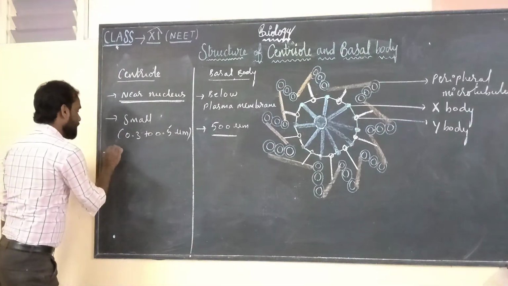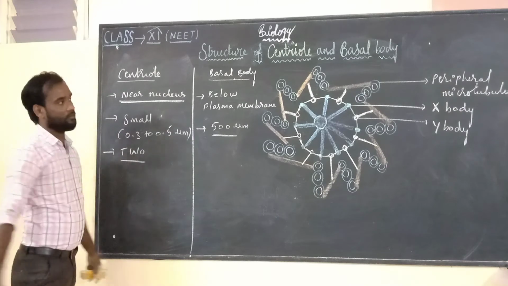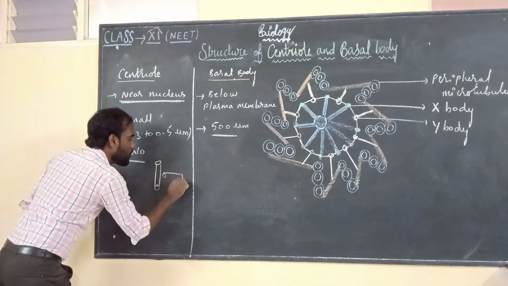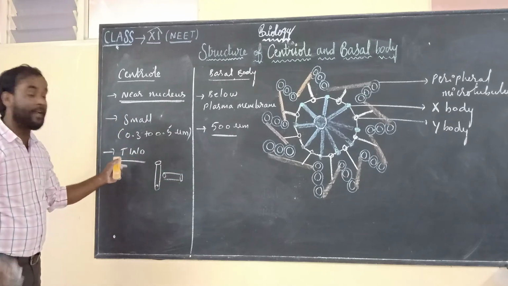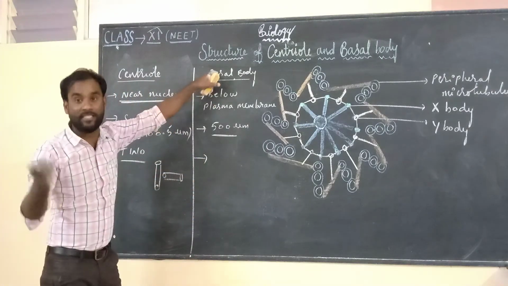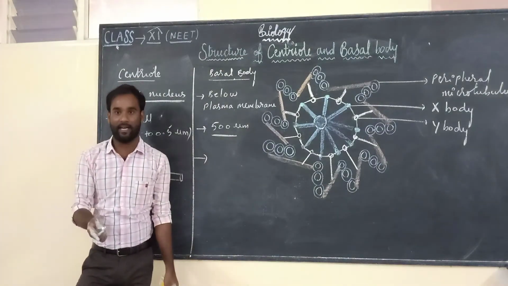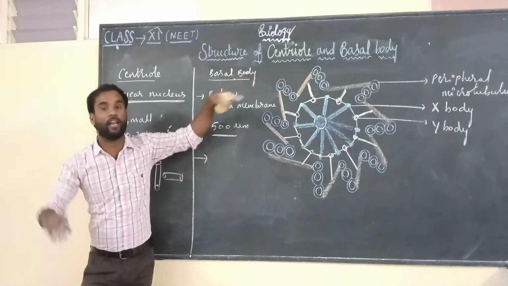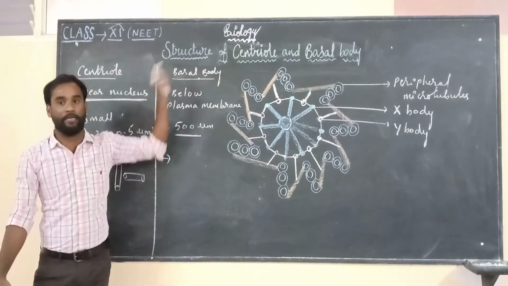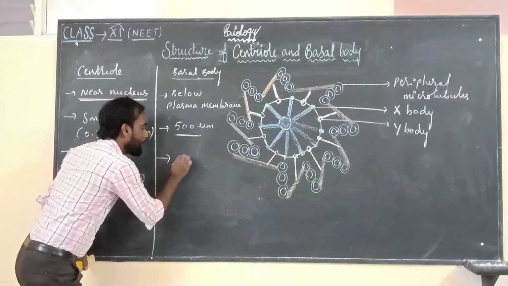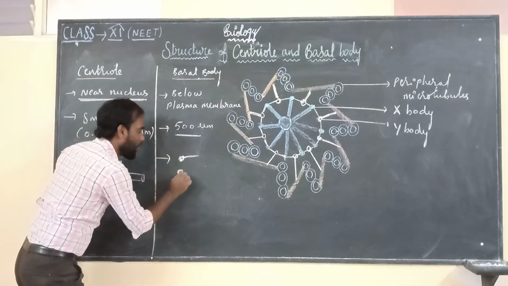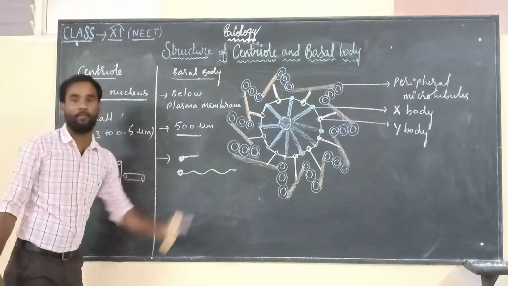Next, number. There are only two centrioles, which are arranged perpendicular to each other. But the number of basal bodies depends on the number of cilia. There are many cilia, so there are many basal bodies, because cilia and flagella originate from the basal body. From a basal body, cilia will originate. From a basal body, flagella will originate.